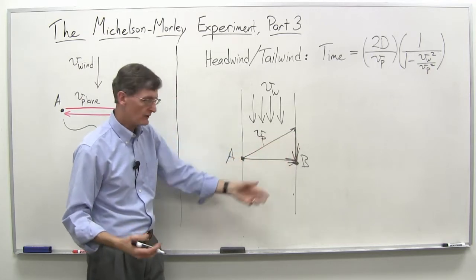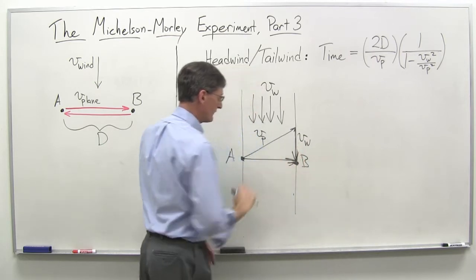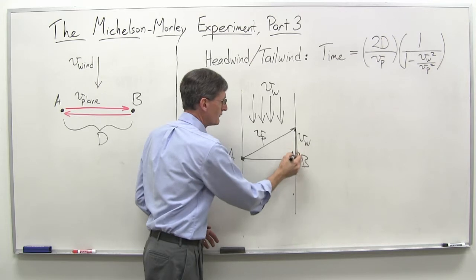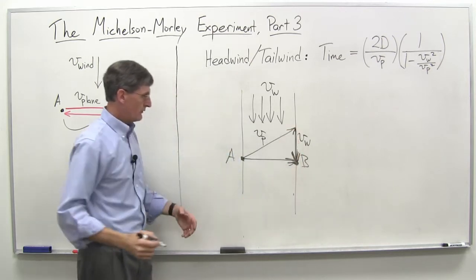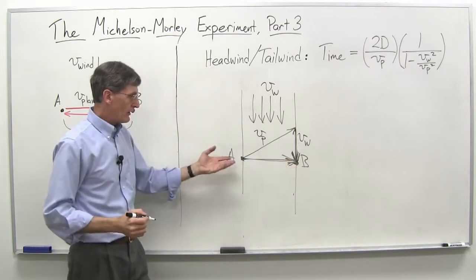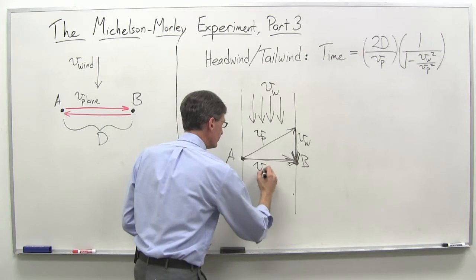Notice we have a triangle here. And so that's going to be v sub w there. My arrows are a little messy, but that's the arrow for the wind. That's the arrow for the velocity of the plane. And then what's this arrow here? What's the actual velocity from A to B that we're traveling? We'll just call that v actual.